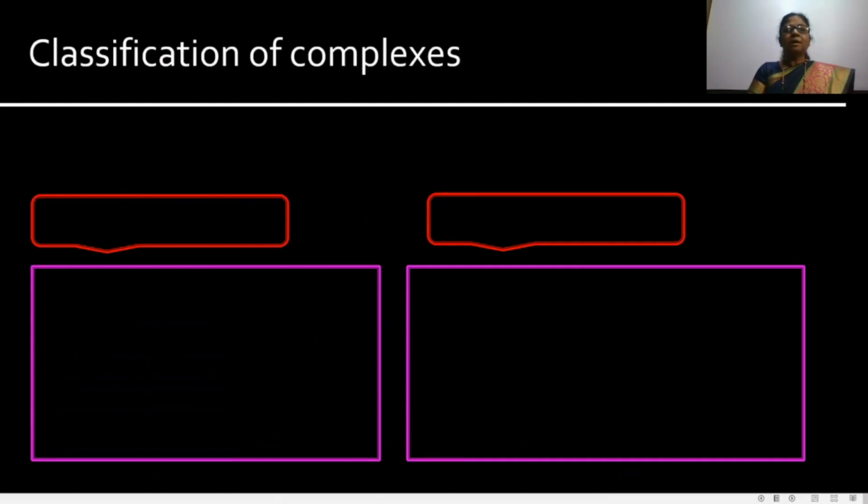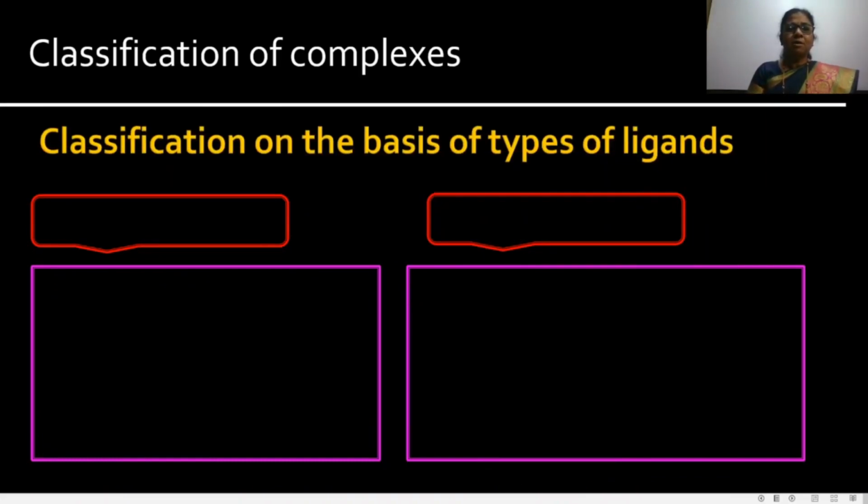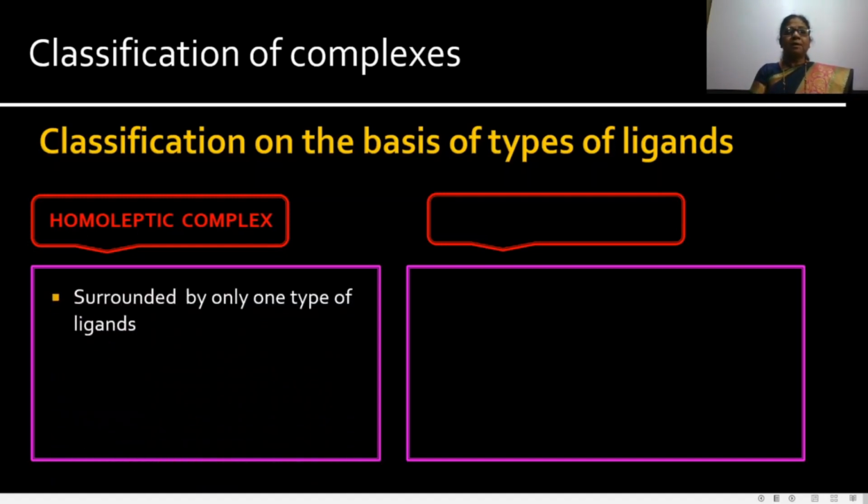Now see the classification of complexes, on the basis of types of ligands. We studied the types of ligands in the last lecture: monodentate, polydentate and ambidentate ligands. According to these types of ligands, complexes are classified, first as a homoleptic complex. Homo means same. That means in this complex only one type of ligand is present.